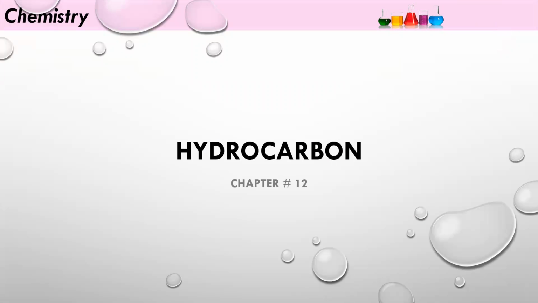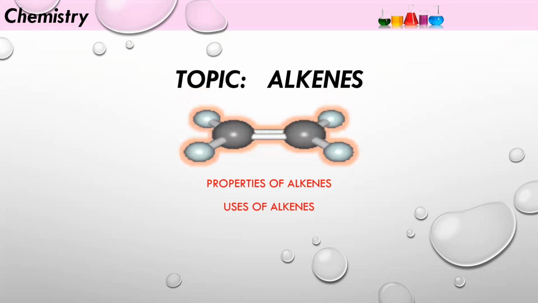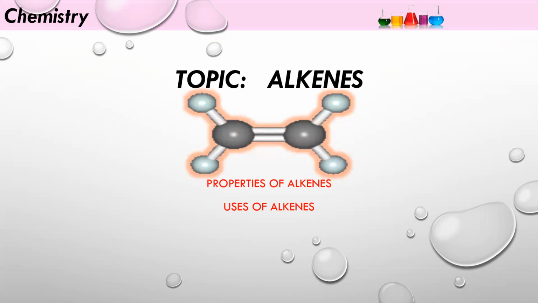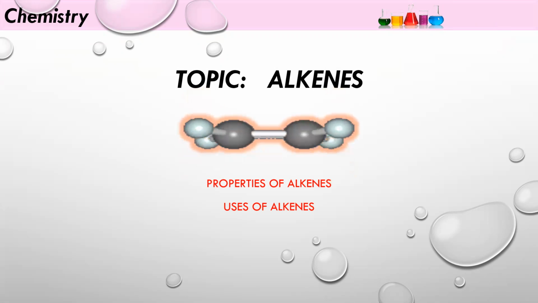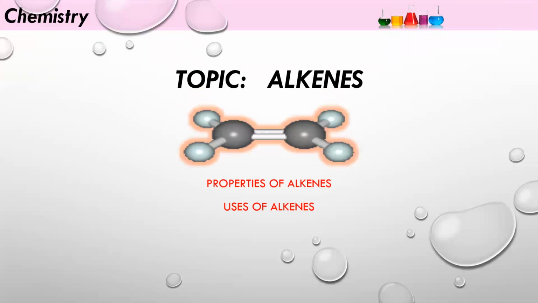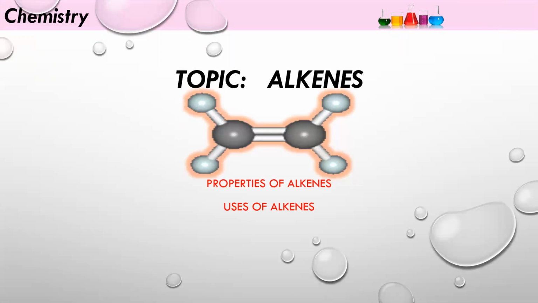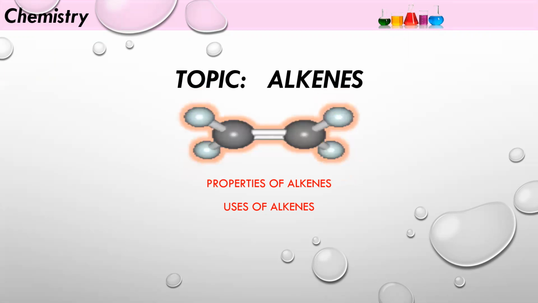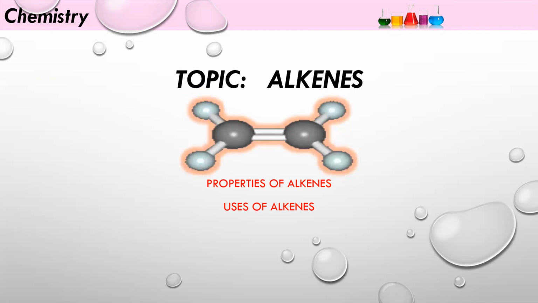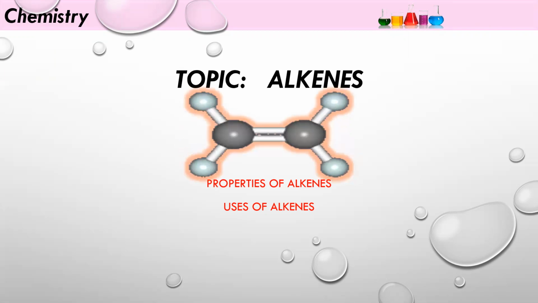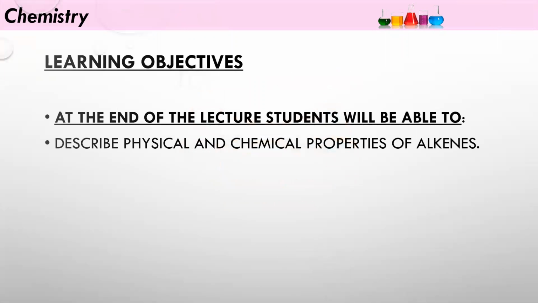Today we will learn the topic from chapter number 12, that is hydrocarbons. Today our topic is from the alkenes. You have studied in your previous classes the structure of alkenes, and you have already learned the preparation of alkenes. In today's lecture, we will learn properties of alkenes and uses of alkenes.